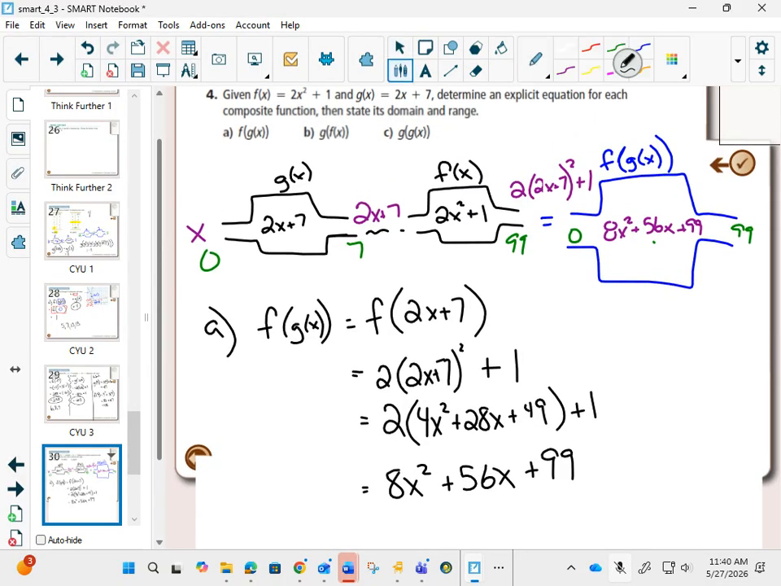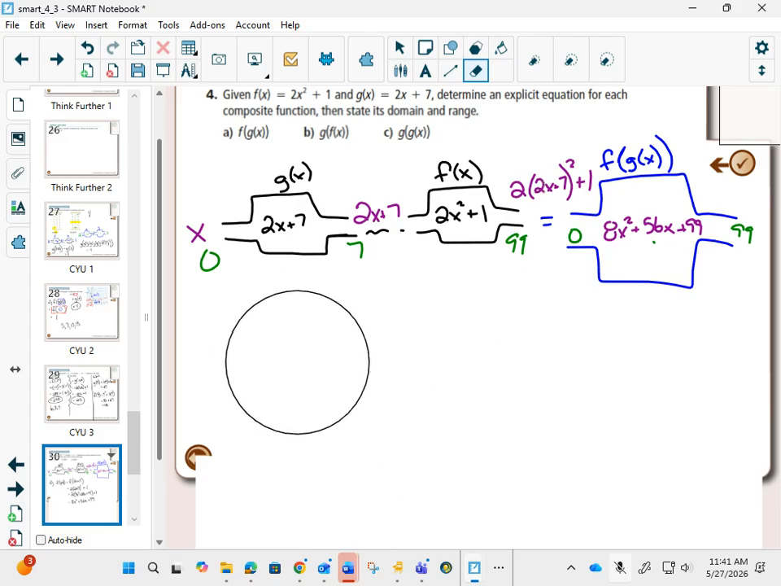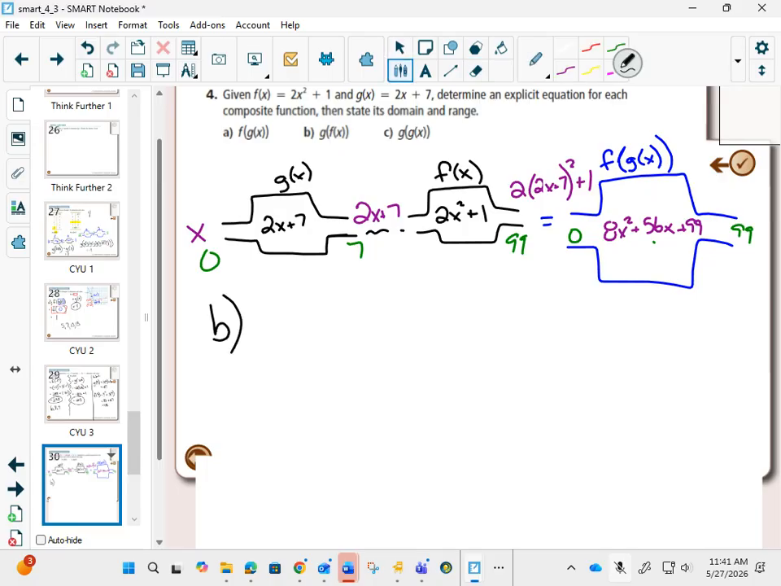Okay, B is g of f of x. Has everybody written down A? I'm going to erase it, is everybody good? Okay. B is g of f of x. So when I'm writing this, I can replace the f of x, well, it's equal to 2x squared plus 1.